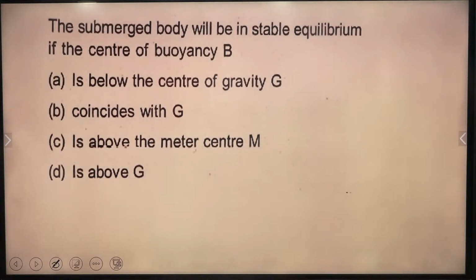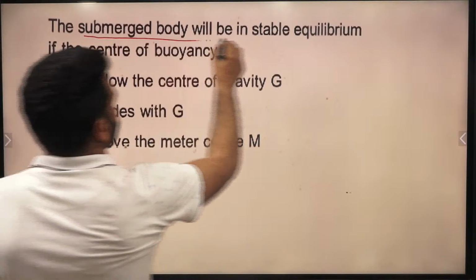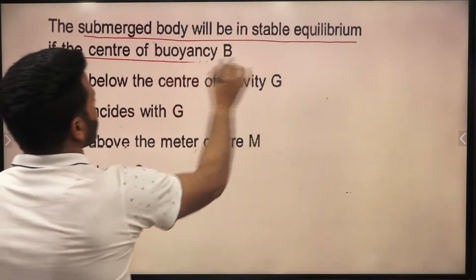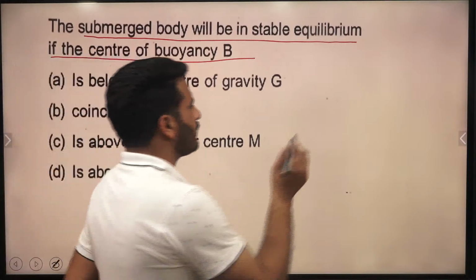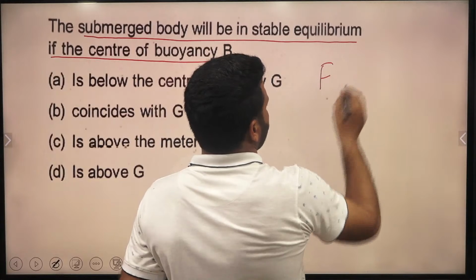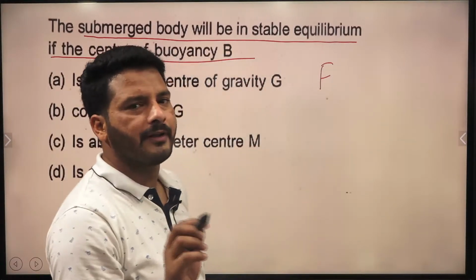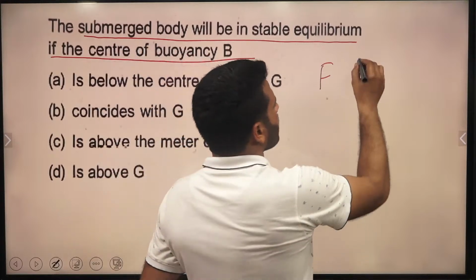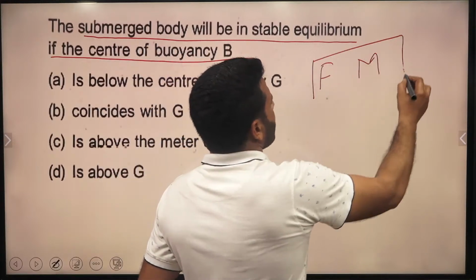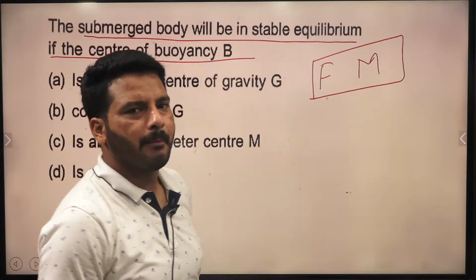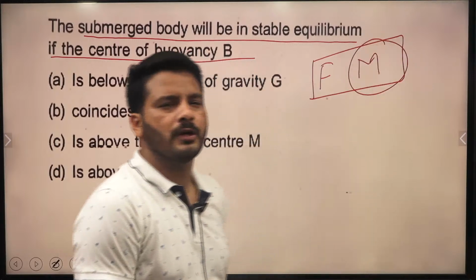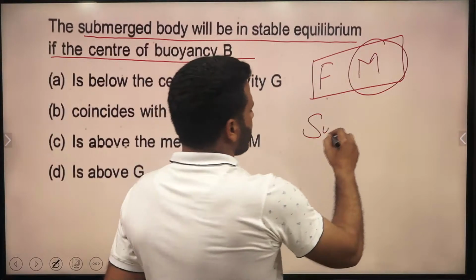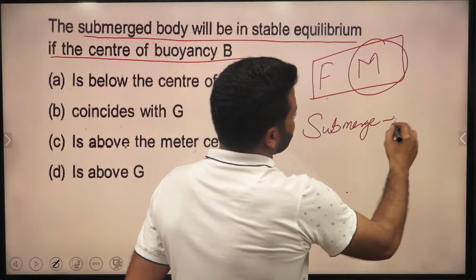In the next question, when will the submerged body be in stable equilibrium? Very simple question. Whenever submerged bodies or floating bodies are there, we have two things: one is the floating body and another one is the submerged body. For floating bodies in fluid mechanics, whether in stable, unstable or neutral equilibrium, the metacenter will decide that. For stability of a floating body, the metacenter plays an important role. And if we talk about the submerged body, then the center of buoyancy plays an important role.